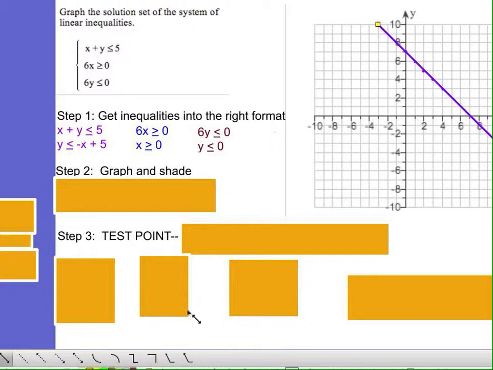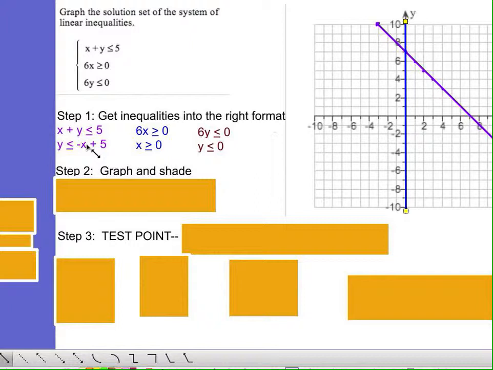My second line where x is greater than or equal to 0, I'm going to draw it in blue. Again, I go to where x is 0, which is here. And wherever x is by itself, no other variable, it is always a straight line. I'm going to go ahead and shade these two before I do the third one.